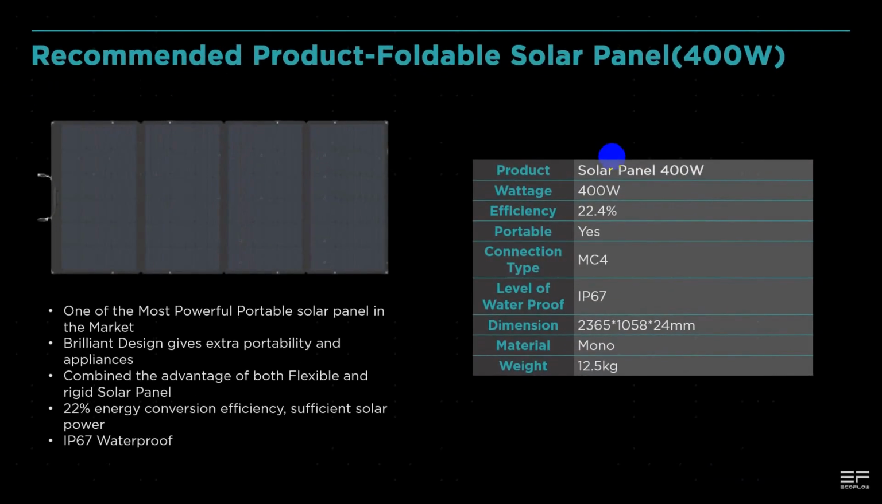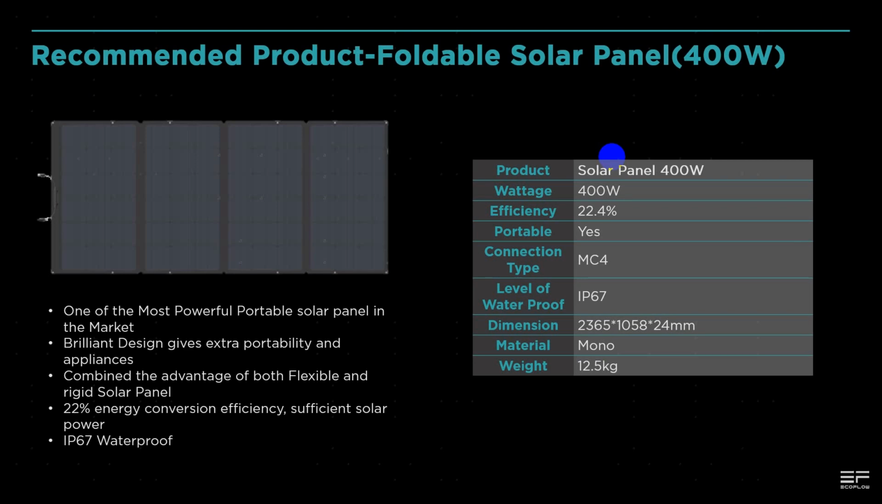The third one is our 400 watts foldable solar panel. The selling points of the unit are one of the most powerful portable solar panels in the market. Brilliant design gives extra portability and appliances. Combining the advantages of both flexible and rigid solar panels, 22% energy conversion efficiency, sufficient solar panel, IP67 waterproof.